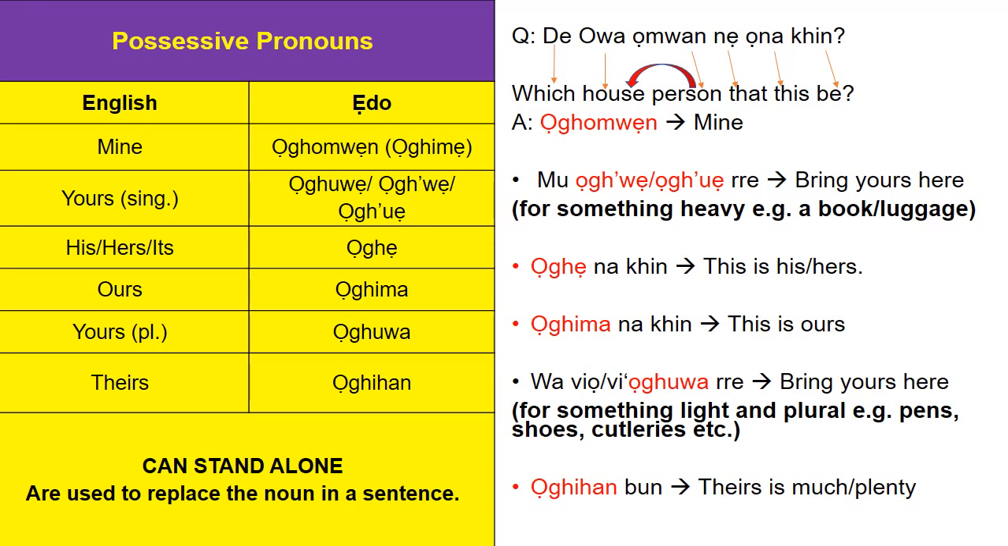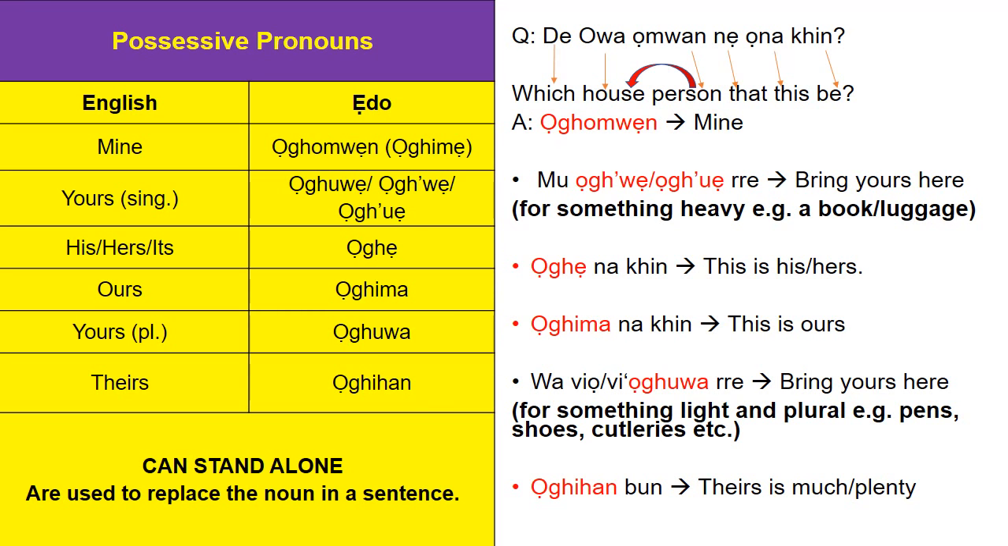Then the last sentence for today is orinya bun. Bun is the word for plenty, or much, or many. In English, depending on the noun, you would ask whether it is countable or uncountable, but in Edo we don't. Actually, there is no differentiation between that. Bun is for both countable and uncountable nouns. So orinya bun, theirs is much, plenty, or many.